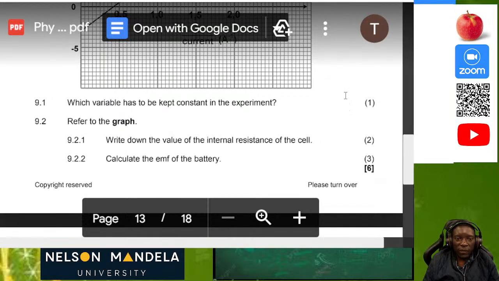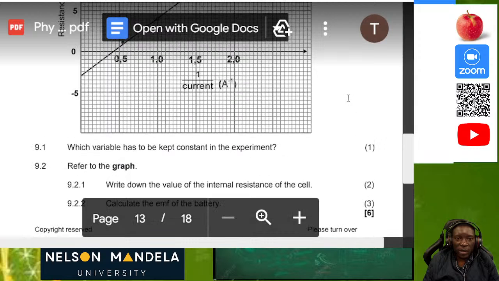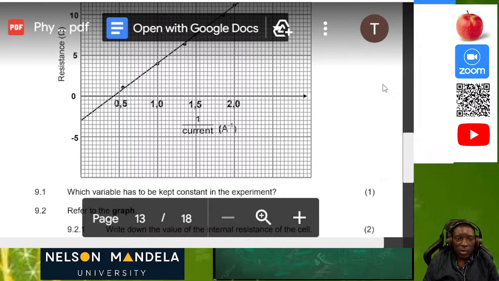So referring to the graph, write down the value of the internal resistance of the cell. So we need to find that y-intercept there and give the value of R. So resistance there is in ohms. This is -5. This is 0. In between, we have 2 small squares representing 1 ohm. So that's 1, that's 2, that's 3, 4 here and 5. And the intercept is at 3.